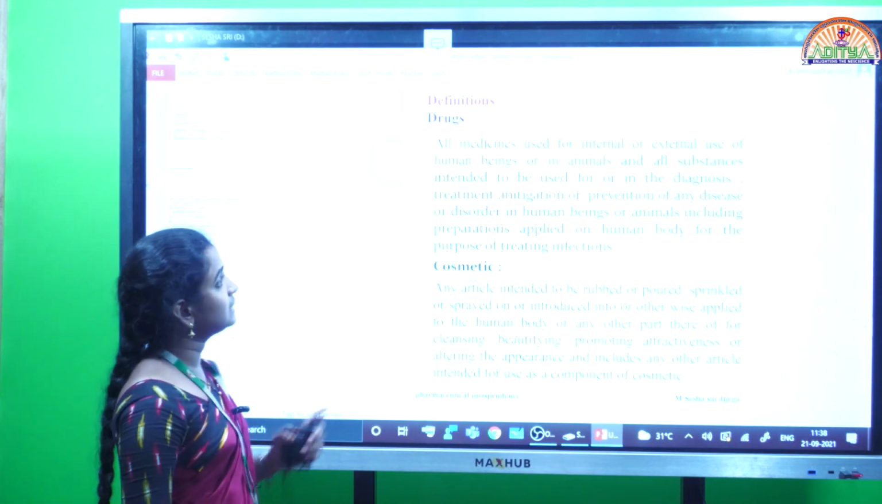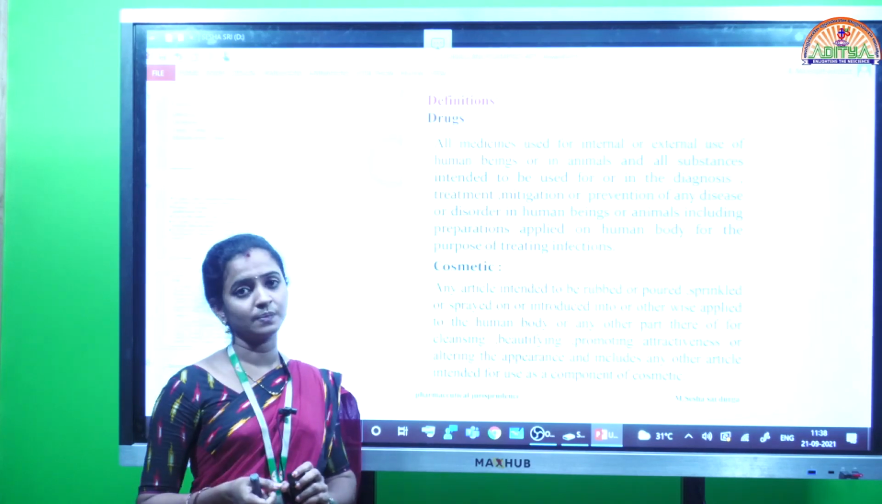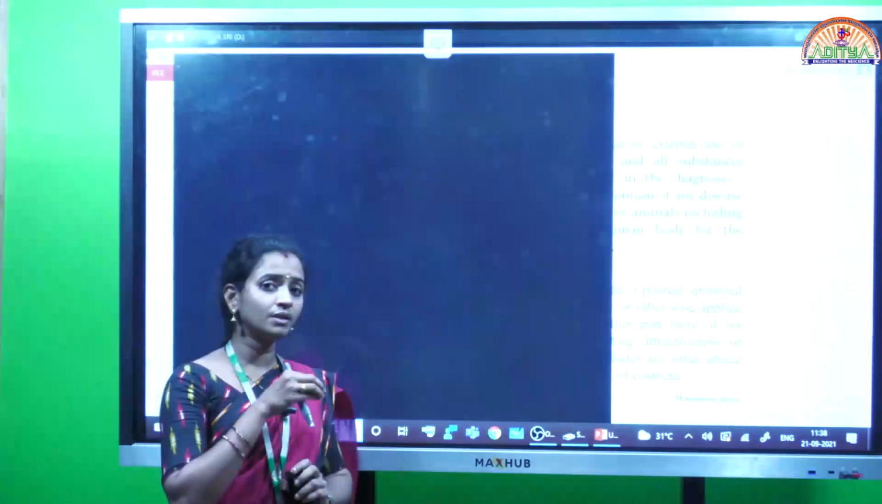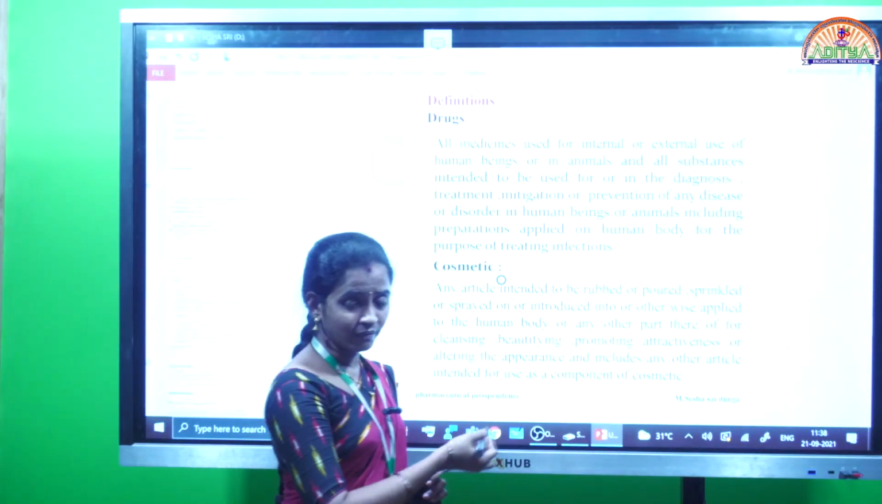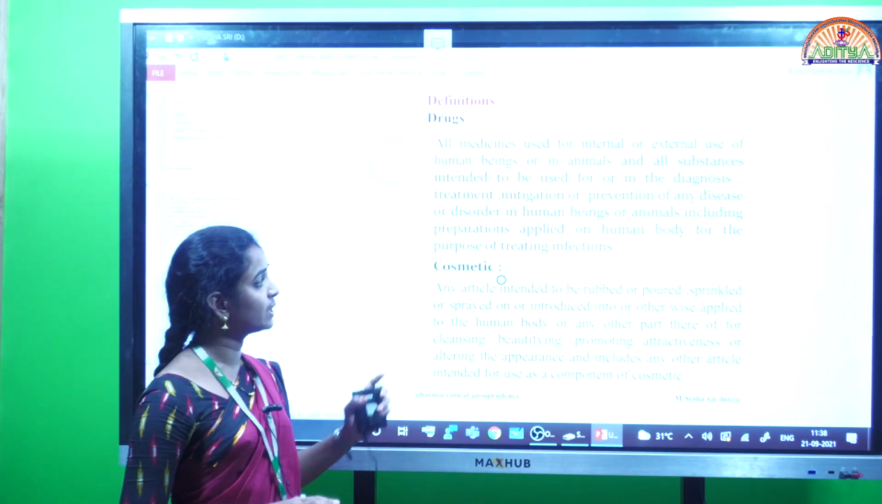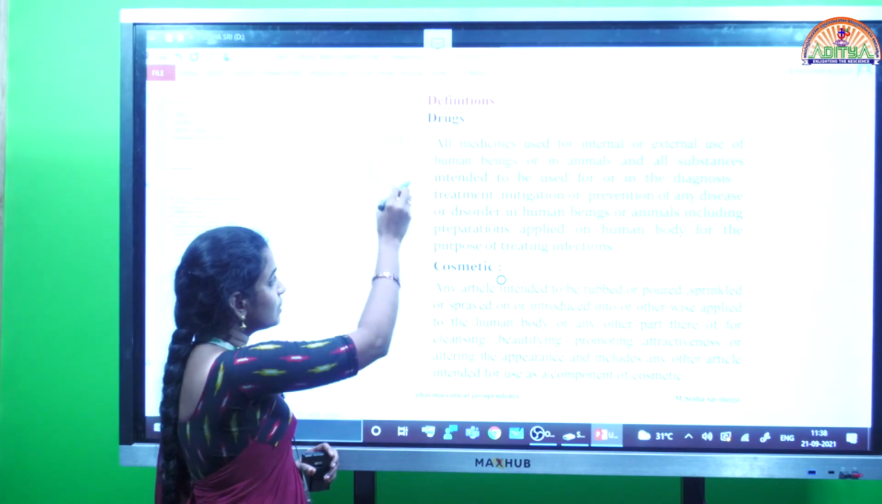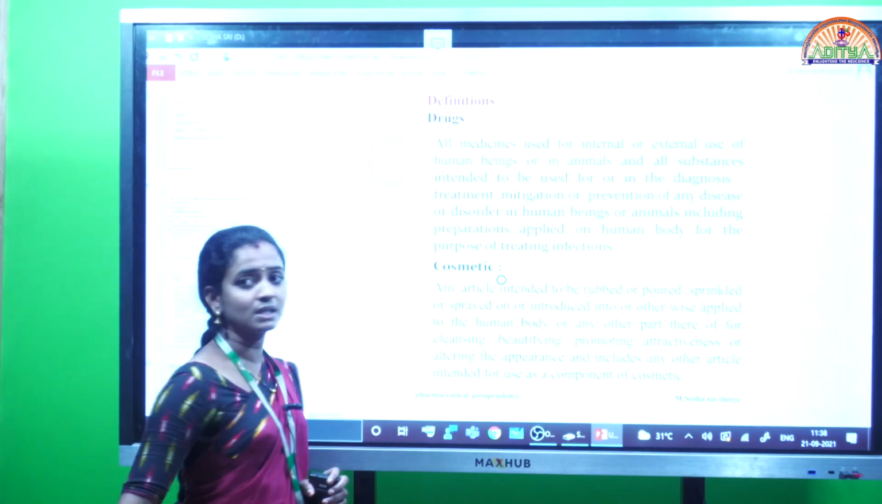Next, coming to the definitions. Definitions means some of the important terms. We use these terms from the first unit to the last unit, until completion of the pharmaceutical jurisprudence topic; commonly we will use all these terms. In that, the first one is drugs.